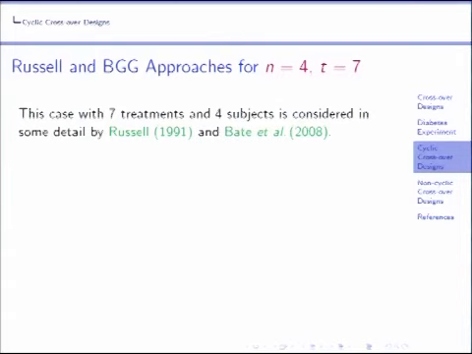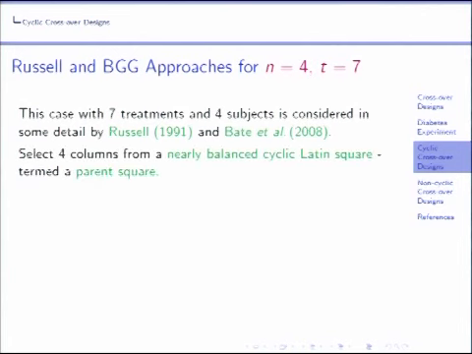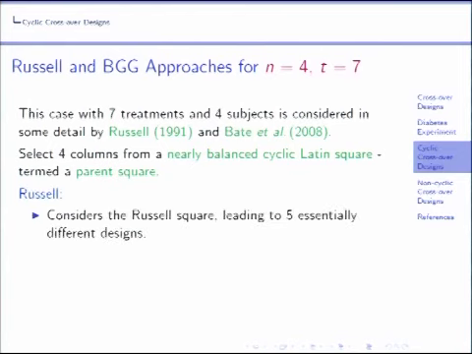Now, moving quickly on to what I wanted to talk about. Russell in 1991 introduced some small cyclic designs, and we extended these in a paper that's just come out in 2008 in CSDA. The idea for both approaches is that we select 4 columns from a nearly balanced cyclic Latin square, which we call a parent square, and basically look at the properties of those. So what Russell does is he considers the Russell square. If he has an even number of treatments, he's basically looking at the Williams square. For an odd number, he's got his own square.